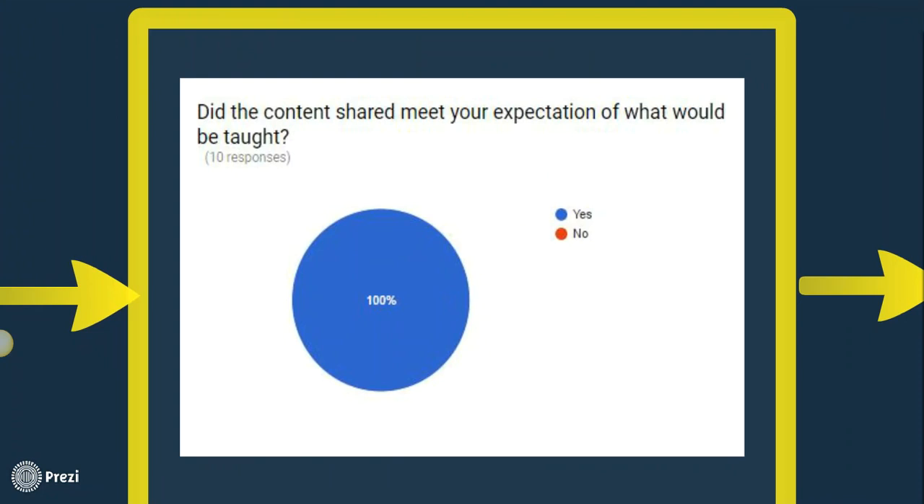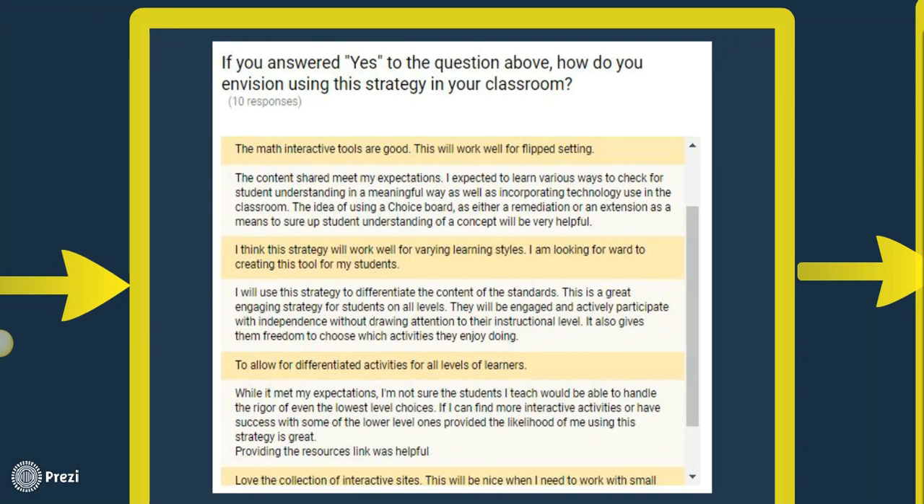Did the content shared meet your expectations of what you would be taught? And 100% of participants said yes. If you answered yes to the question, how do you envision using this strategy? What I think stood out for me most is the respondent who said, I would use this strategy to differentiate the content of the standards. This is a great engaging strategy for students on all levels. They'll be engaged and actively participate with independence without drawing attention to the instructional level.